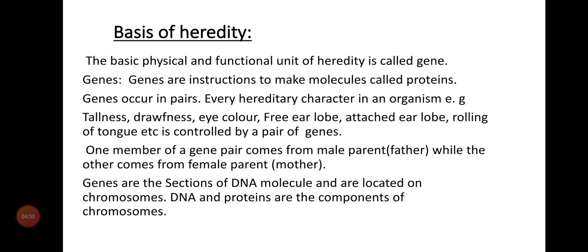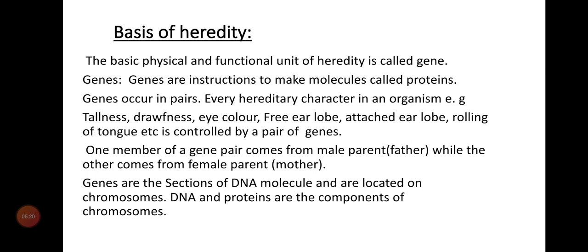Genes are different sections of DNA. Genes are a set of information for the development of different characters in an organism. DNA is called hereditary material. It is a very important point. DNA is called hereditary material. DNA and proteins are the components of chromosomes.